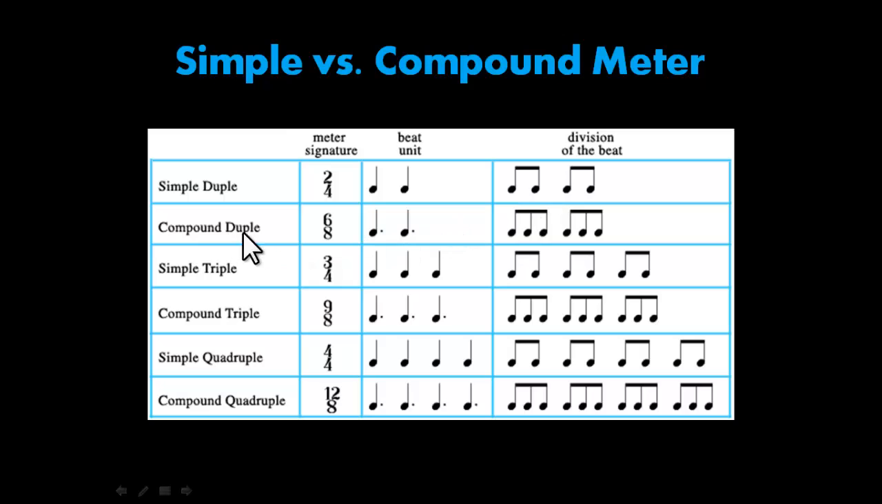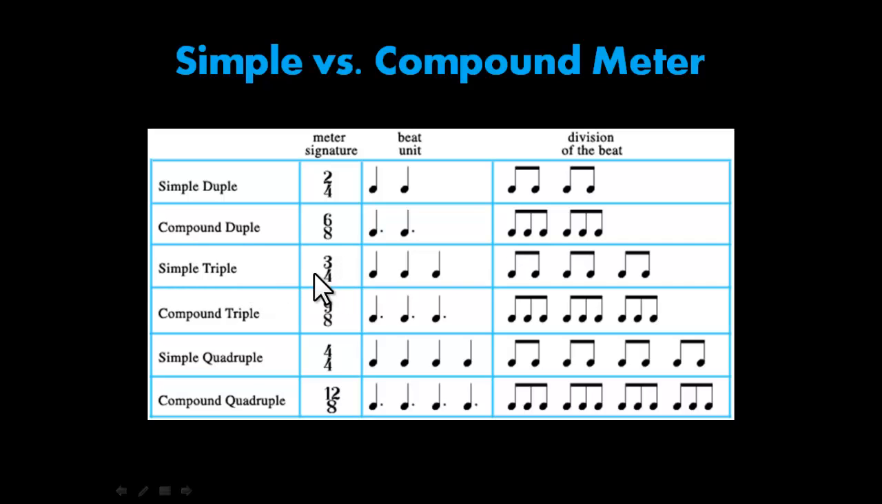Moving on to compound duple. 6-8 time signature is a part of this group. There are 2 beats per measure, therefore it is duple. However, it is not simple because each of these beats can be divided into 3 eighth notes. Therefore, it is compound.